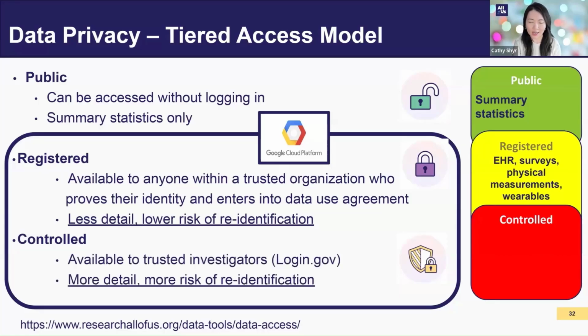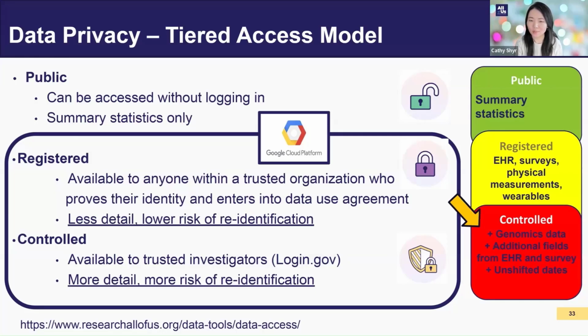The last tier is the controlled tier, and this is available only to trusted investigators who have a valid login.gov account. Within this tier, the data are more granular, so it's more detailed, but the trade-off is that there's a higher risk of re-identification. Within the controlled tier, in addition to the data from the registered tier, users will have access to genomics data, additional fields from EHR and survey data, as well as unshifted dates.